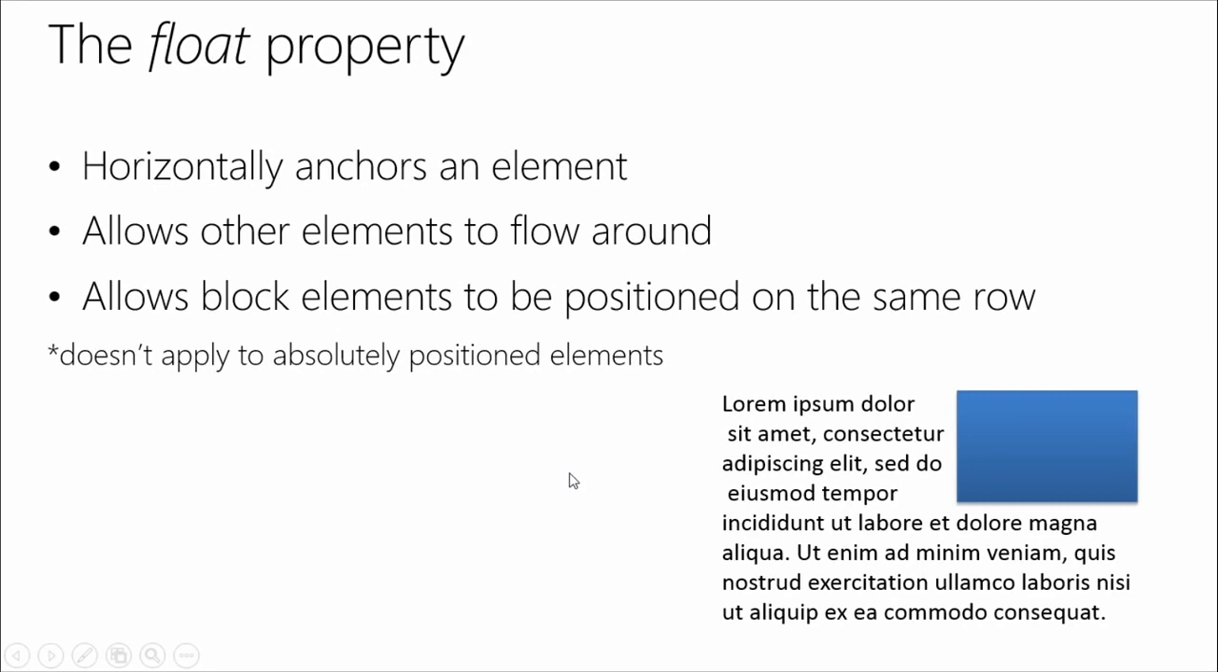And this was the original use case for float. I mean, when CSS first started, HTML was also intended to be basically a document, right? So it was intended to float images around and let text go around this. But since then, float has been sort of co-opted to do other things. And those other things do include basically anchoring an element on its row.